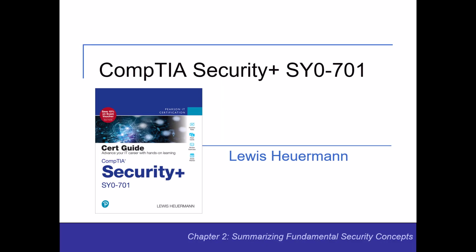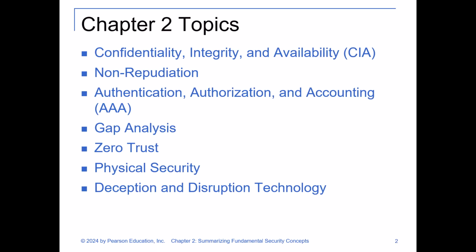Chapter 2 is about summarizing the fundamental security controls. In this chapter, we are looking at confidentiality, integrity, and availability, CIA. We're going to be looking at non-repudiation, and AAA, authentication, authorization, and accounting. We'll look at gap analysis, zero trust, and to a certain degree, defense in depth, physical security, and deception and disruption technologies. So these are the key areas for this chapter.